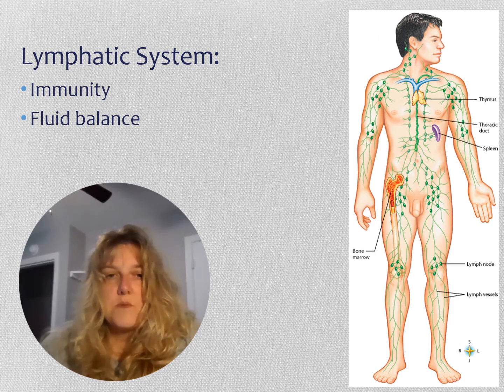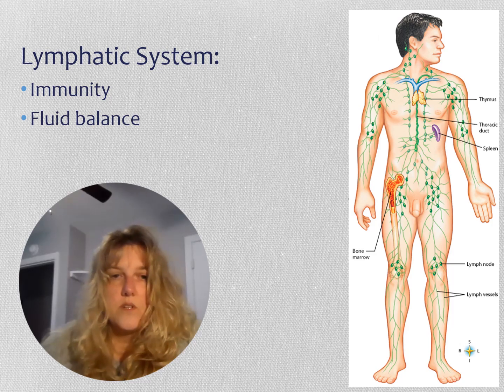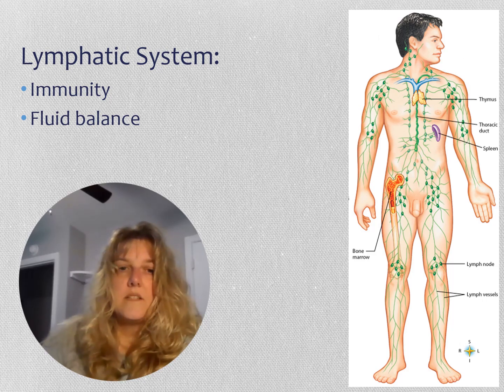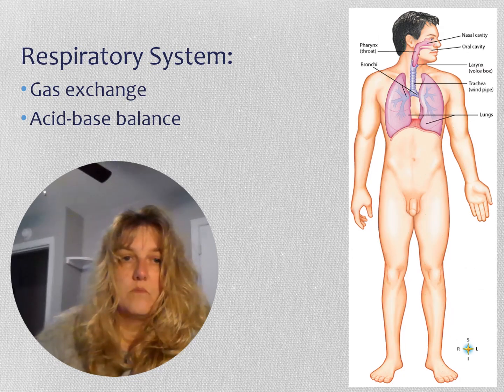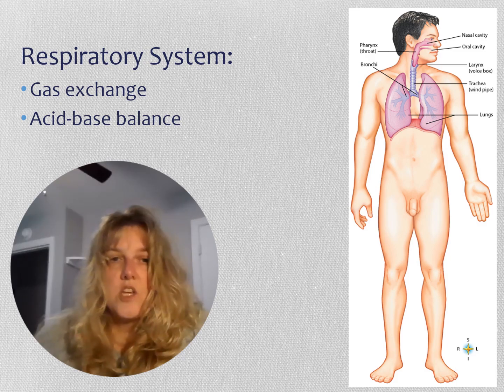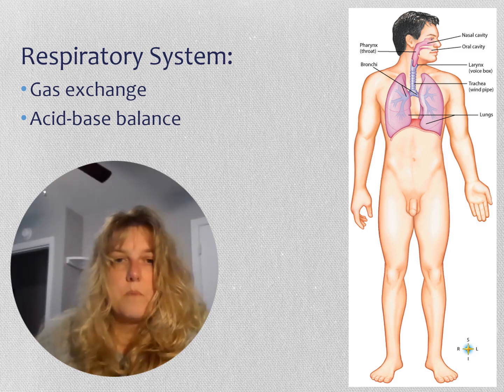The lymphatic system is kind of our trash team. They're the ones that pick up all the junk. They maintain our immunity and our fluid balance as well. We have our respiratory system, which is involved in gas exchange. It also helps with our acid-base balance. We're going to spend some time on that.